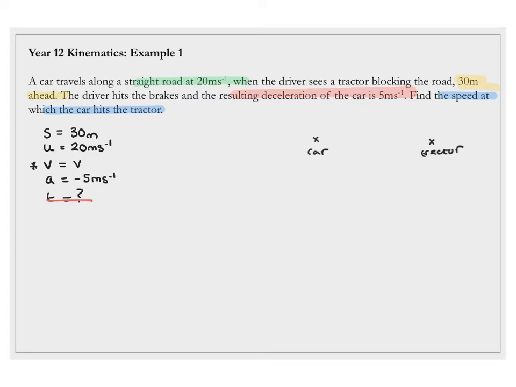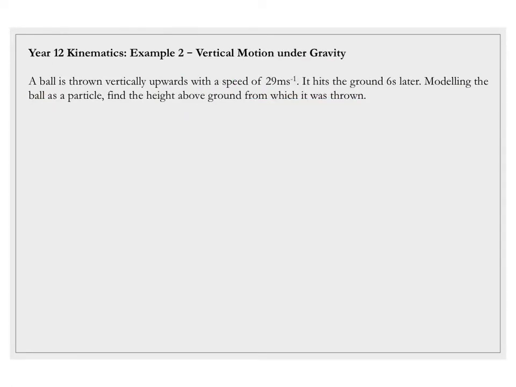So which SUVAT equation contains the information I need, s, u, v and a? It is the equation v squared equals u squared plus 2as. So we can substitute directly into that. And this then gives us a value for v squared, which is 100, which then gives us v equals 10 metres per second. So here's another example.